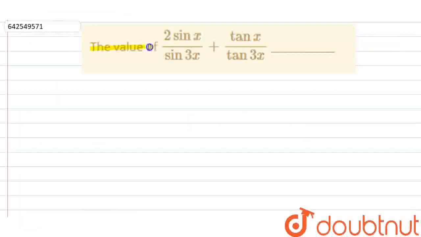Hello everyone, so our question is: the value of 2 sinx upon sin3x plus tanx upon tan3x. Now we know that sin3x can be given as 3 sinx minus 4 sin cube x. Okay, now if you take common sin x, that will be sin x into 3 minus 4 sin square x.